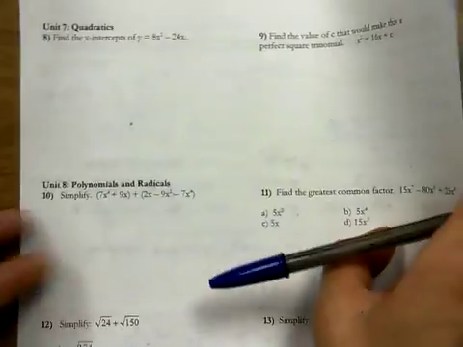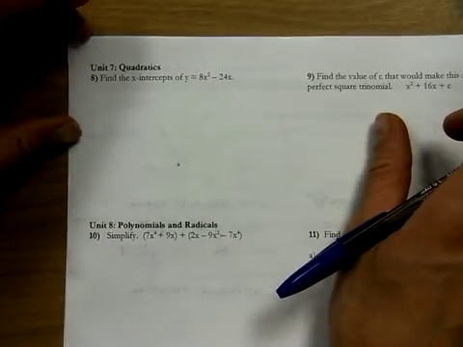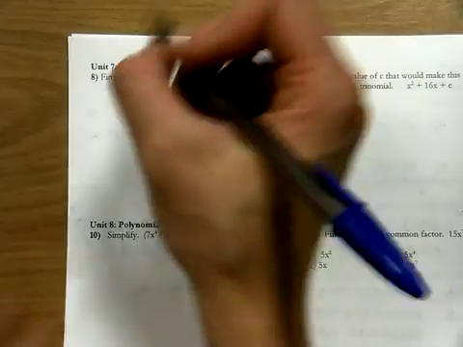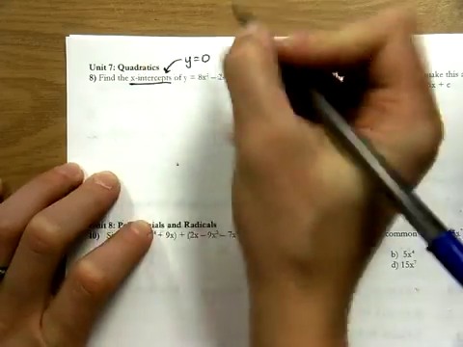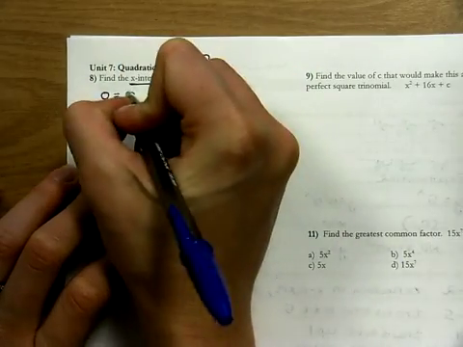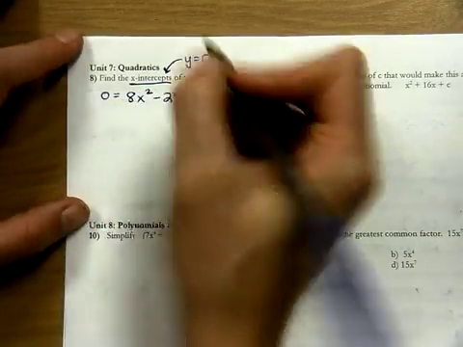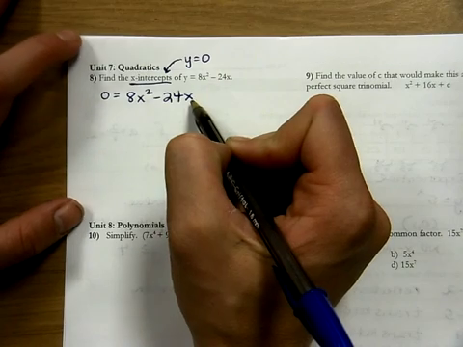Flipping to the back, I'm looking at number A. I'm still in quadratics. So let's find the x-intercepts. No matter what equation I have, if I ask for the x-intercepts, I know that's when y equals 0. So I'm going to set 0 equal to 8x squared minus 24x. And then I have to think through what form this is. Because I have an x squared and an x, I know that's standard form.